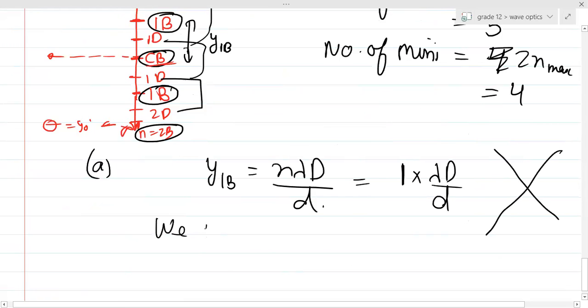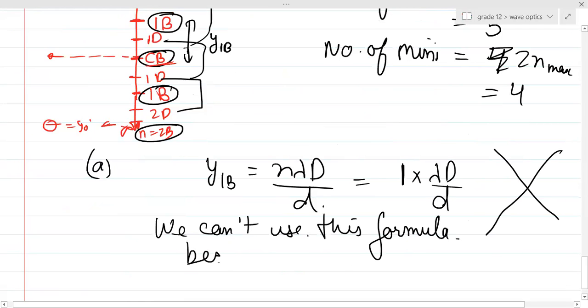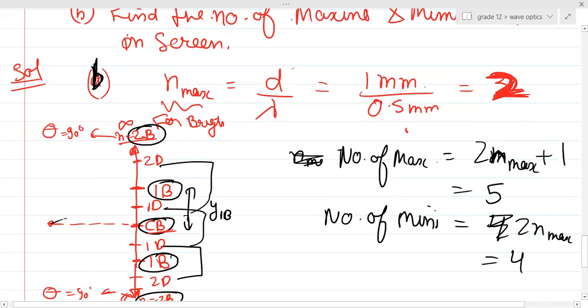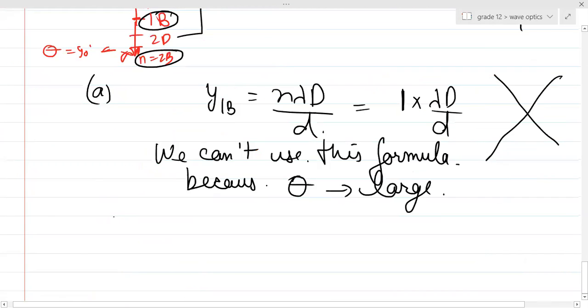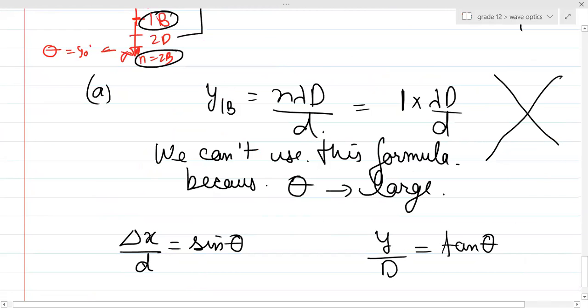Yes, so we can. Because theta will be large. Theta will not be small. Can you see this theta, guys? This angle will be large. So hence you cannot use this formula in this case. So what to do then, sir? You need to go to conventional methods. Delta x by d is equal to sine theta, and y by capital D is equal to tan theta. Is it clear?